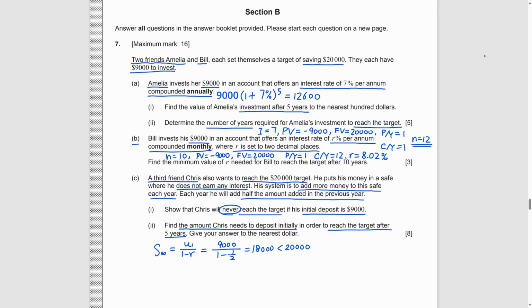Then, we need to find the amount he needs to put into the account initially in order to reach his target after 5 years. By the formula of geometric sum, U1 times bracket 1 minus r to the power 5 over 1 minus r, set it to be 20,000, solve it, and we get 10,323.